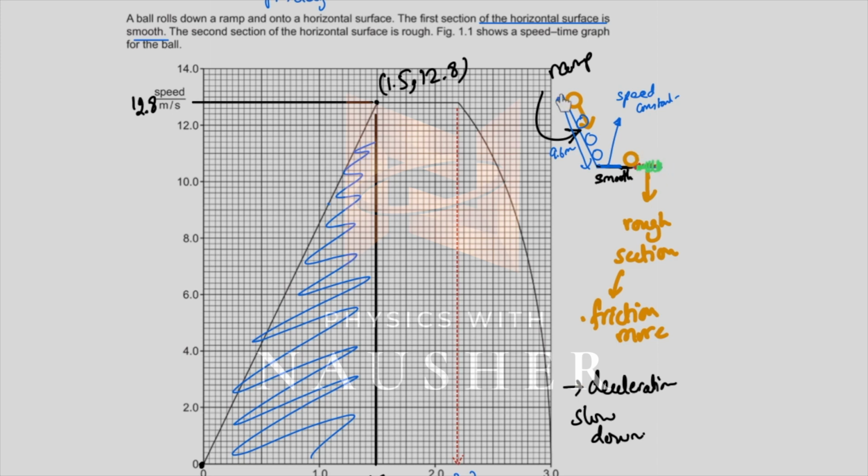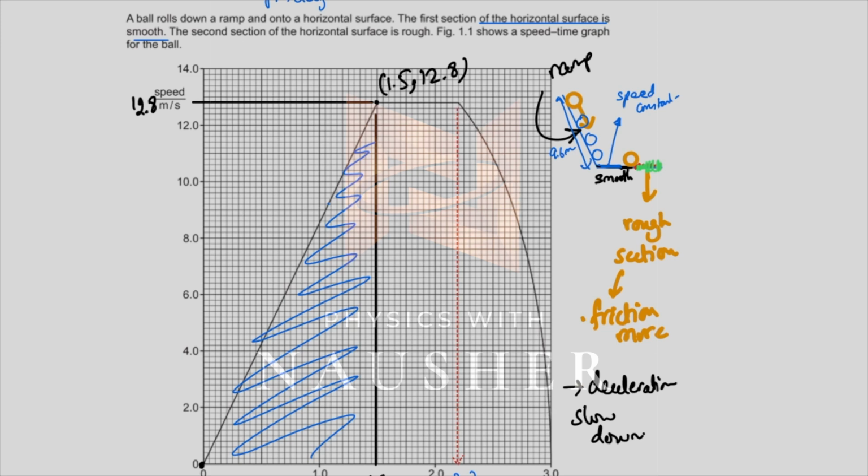So on the ramp, the ball speeds up, which is shown by this part. This is where your ball is speeding up. The speed is increasing. You can see on the y-axis. Then the speed is constant. This is the horizontal part, but the part which is smooth, जिसके अंदर कोई friction force नहीं थी. It was because it was smooth, so speed remained constant. And then on the rough part, because of friction, you decelerated or slowed down.